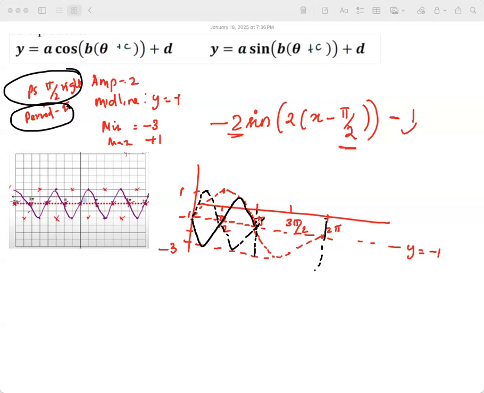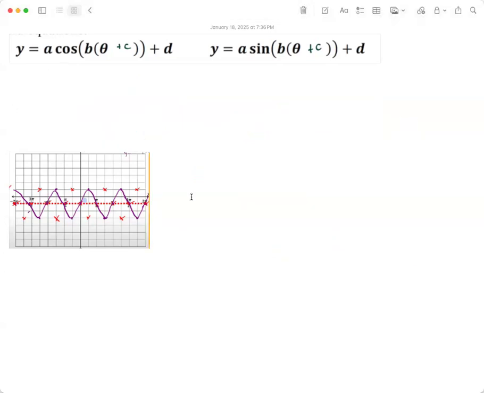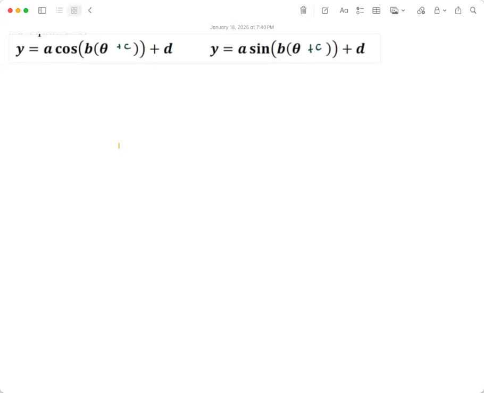Any questions, guys? Any questions? No. The final graph should be like that. Can I move on? The black one, the black thickened one. Ritik, are we on board? Yeah. Let's go on.